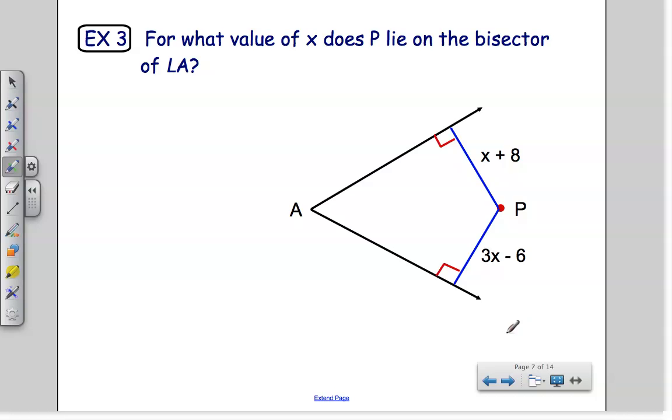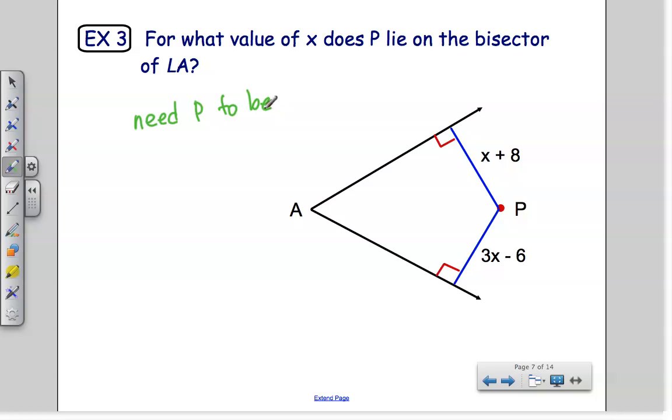Alright, let's see here. For what value of x does point P lie on the bisector of angle A? So I want P to be on the angle bisector, like I want ray AP to be the angle bisector. Well, what value of x would make that true? You notice that from P, x plus 8 is the distance, because it's at a right angle to the side here, and 3x minus 6 is the distance from P to this side of the angle, because again, it's at a right angle. Well, what do you need? You need the distance from P to the sides to be the same.